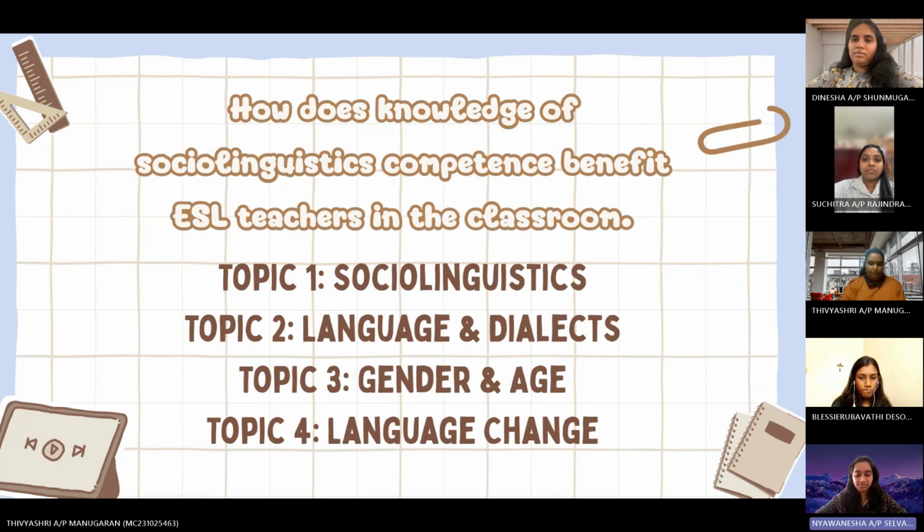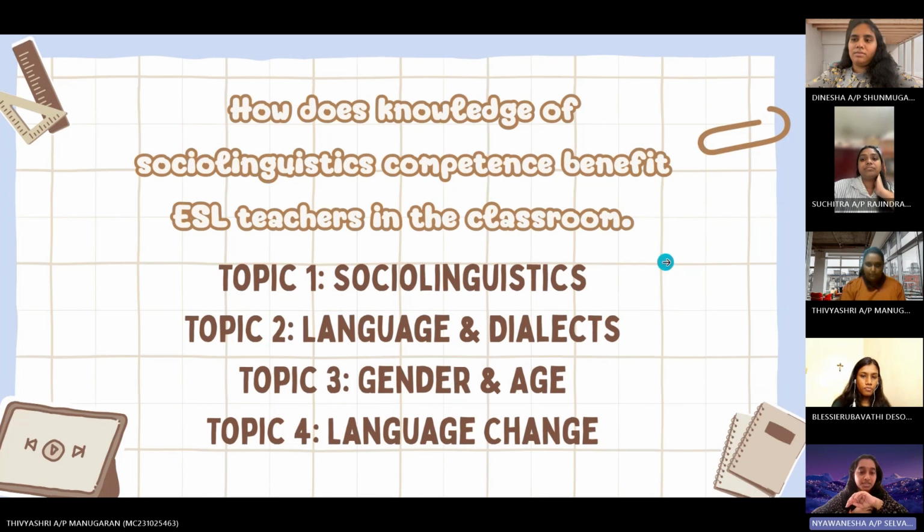Okay, in our assignment, we have chosen four topics. The first topic is Introduction to Social Linguistics. The second one is Language, Dialects and Varieties. And also the third one is Gender and Age. The fourth topic is Language Change. So based on these four topics, we would like to present how knowledge of sociolinguistic competence benefits ESL teachers in the classroom.